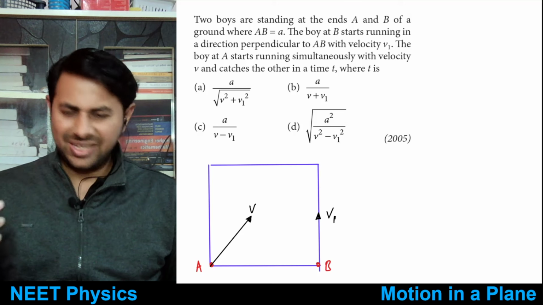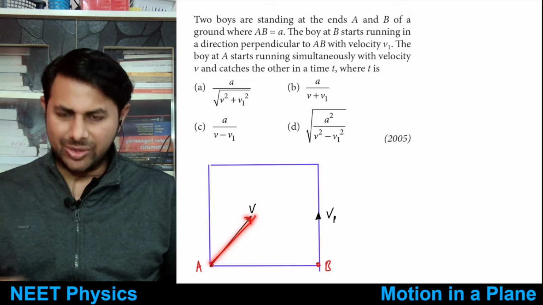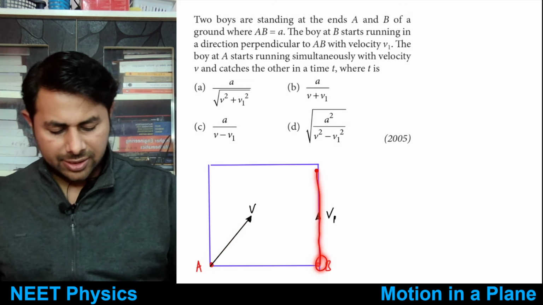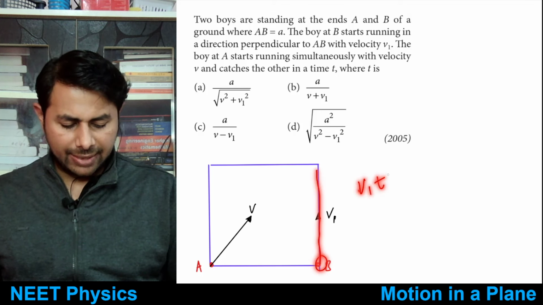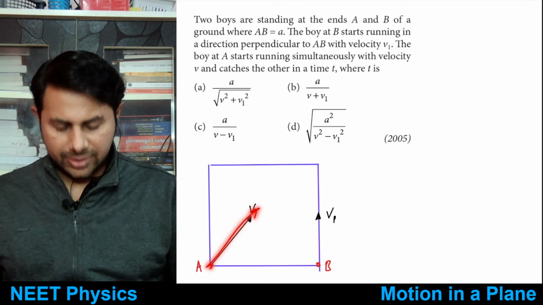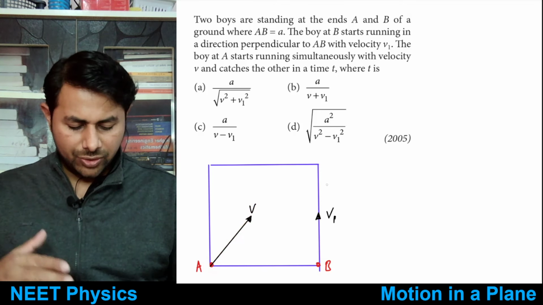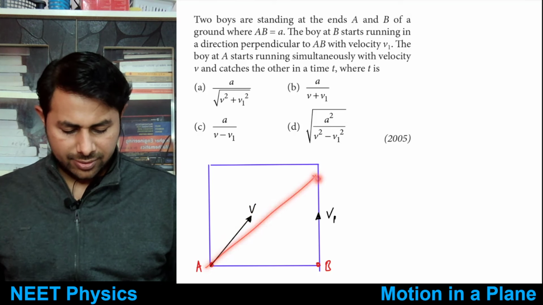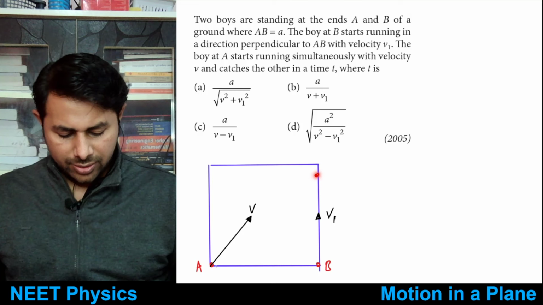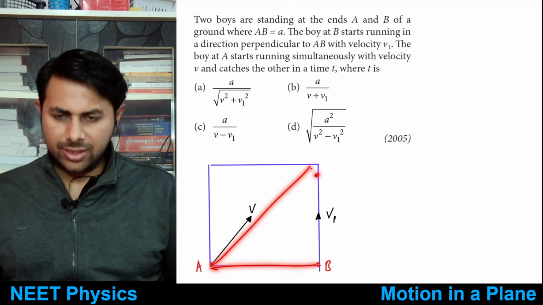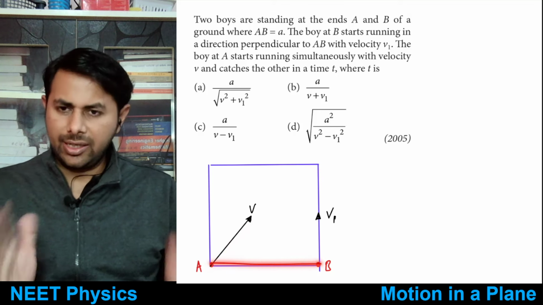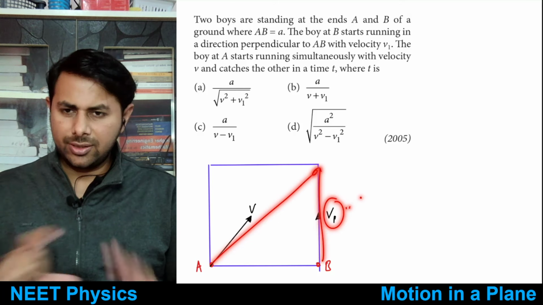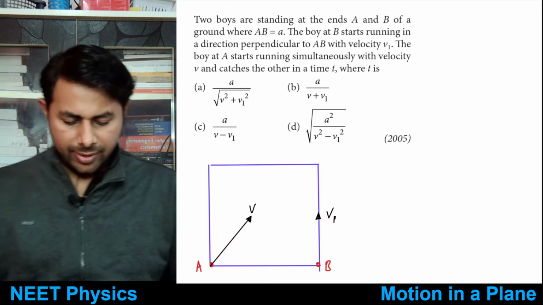Otherwise he cannot catch, right? It should be equal to v1 because they are starting at the same time. So this guy covers some distance in y direction, that one will be equal to v1 times t. In order to catch him, suppose he moves here, he also has to move here. So what will be the distance covered in x direction? It will be equal to the length of this ground AB. The distance covered in y direction will be the same, right?